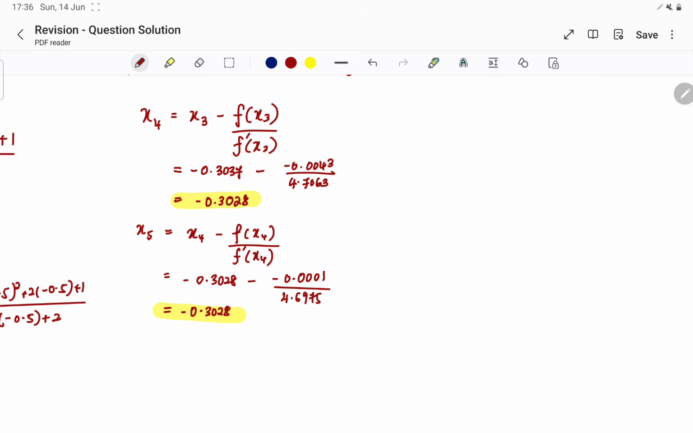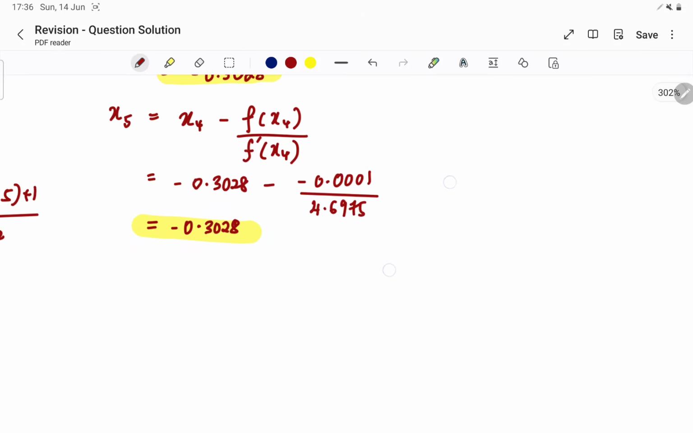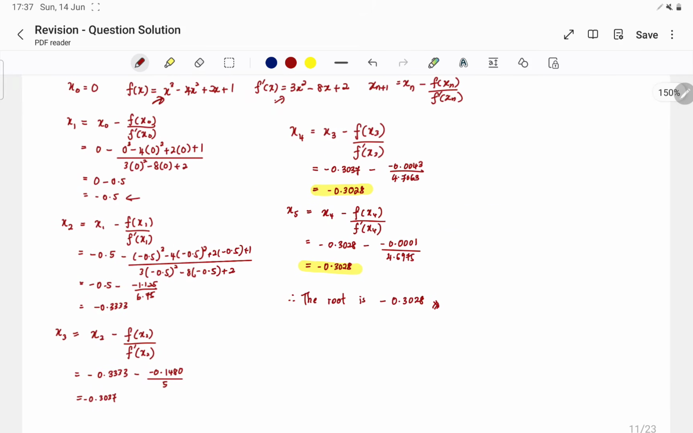Since we already got two successive approximations that have equal value, at the last two iterations we have the same value of x, so we have to stop there. The value that is repeated twice is actually the root that we want to find. So you can write the root is negative 0.3028. That is the answer for this question. Okay, that's it for question 4. Okay, thank you.